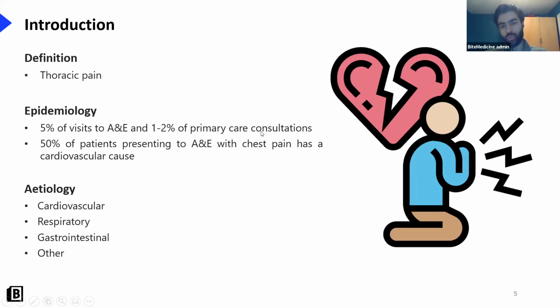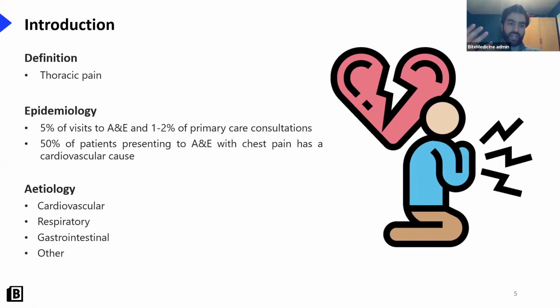And 1 to 2% of primary care consultations, so GP consults. Interestingly, I'm not sure how much I believe this stat, but this is what NICE says. 50% of patients presenting to A&E with chest pain have a cardiovascular cause. So half of the patients who do turn up with chest pain to the emergency department have a cardiovascular cause.